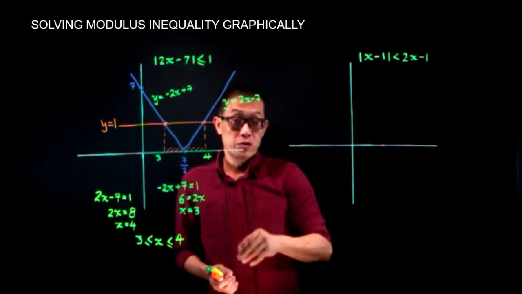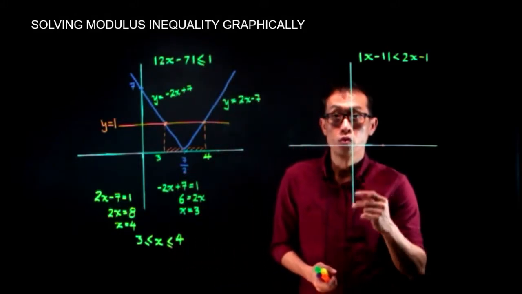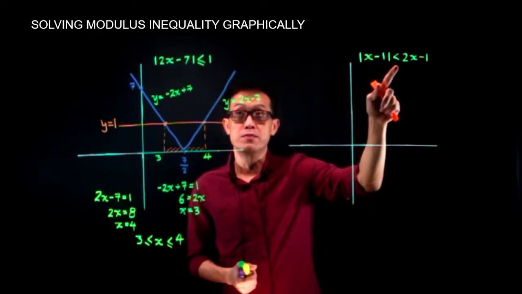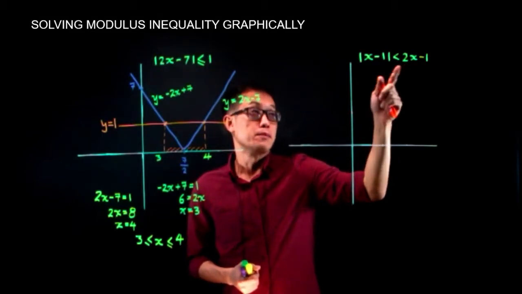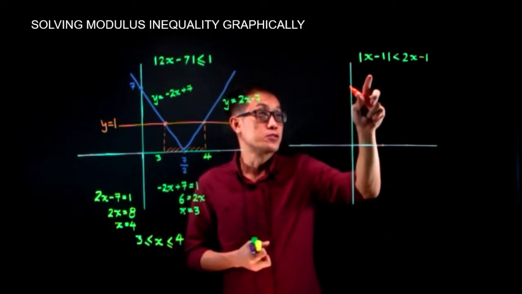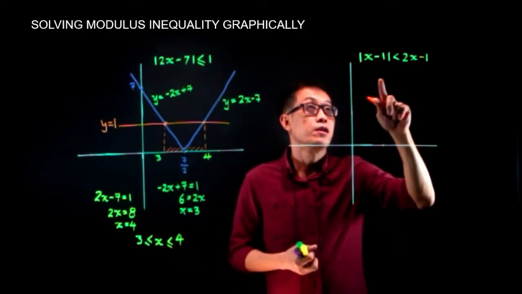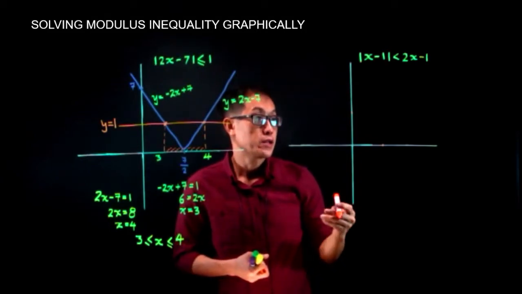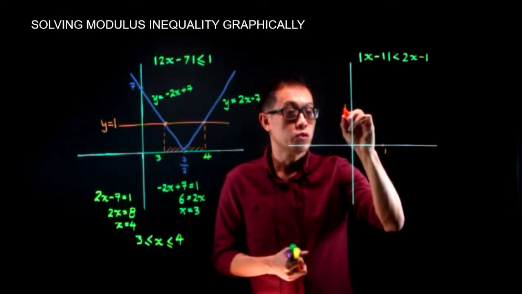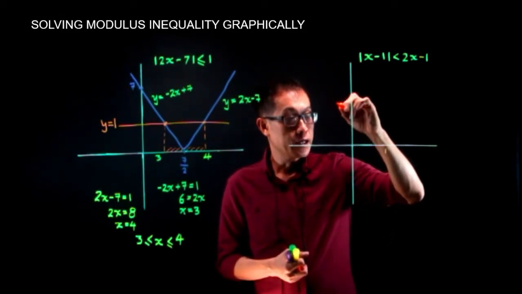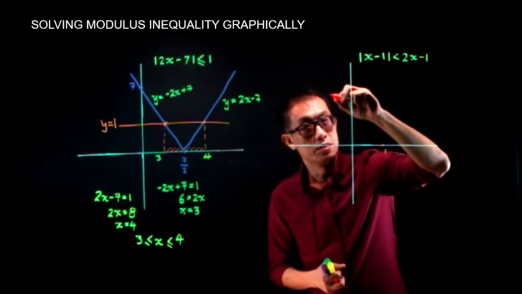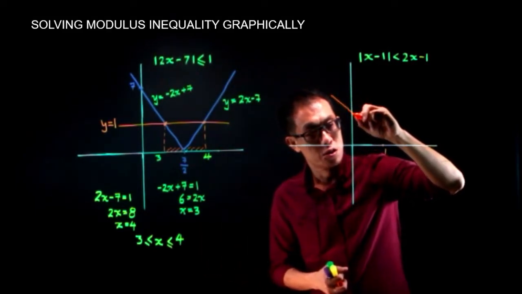Now let's move on to question 2. You have modulus of x minus 1 is smaller than 2x minus 1. This time you don't have the equal sign. So let's draw this graph. Modulus of x minus 1. It cuts the x-axis at 1 and the y-axis at 1 also. So your line will be something like this.